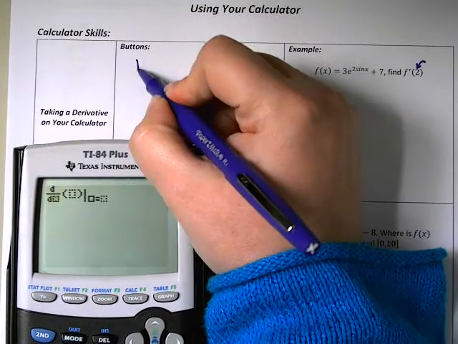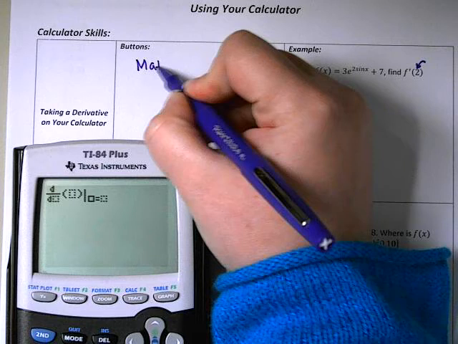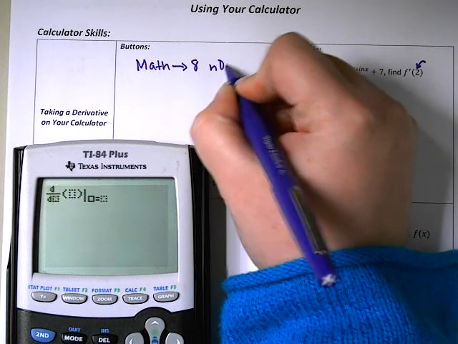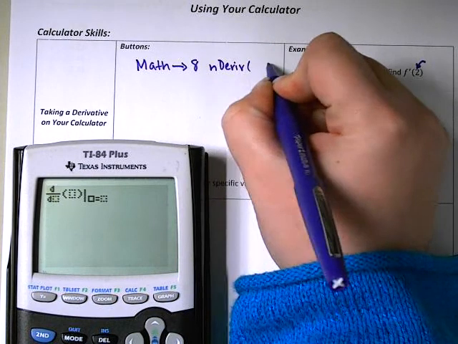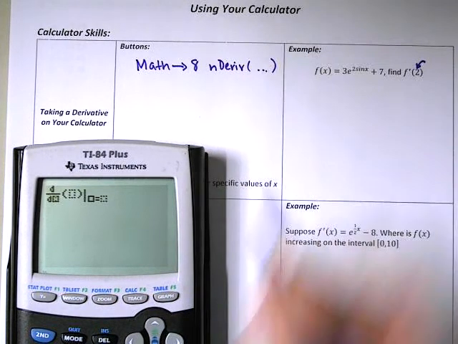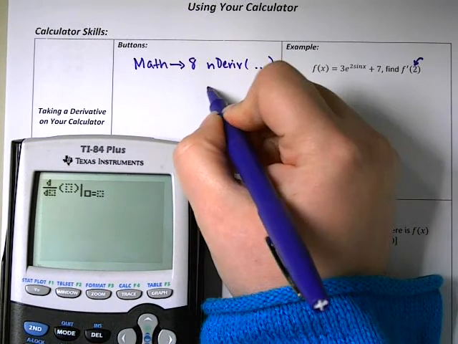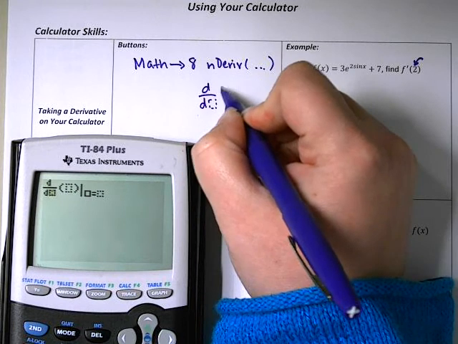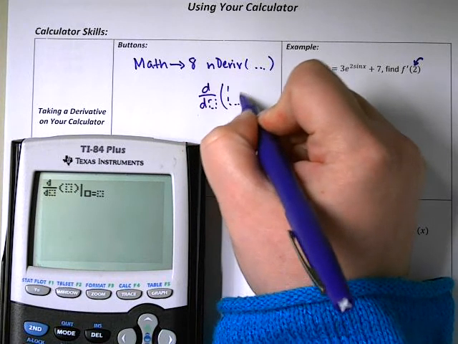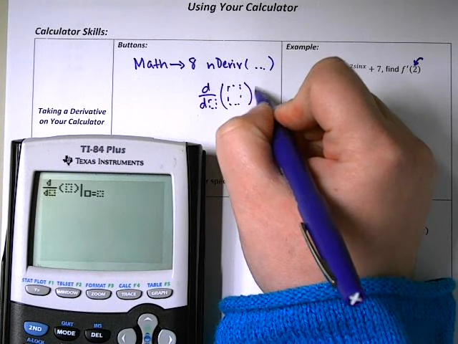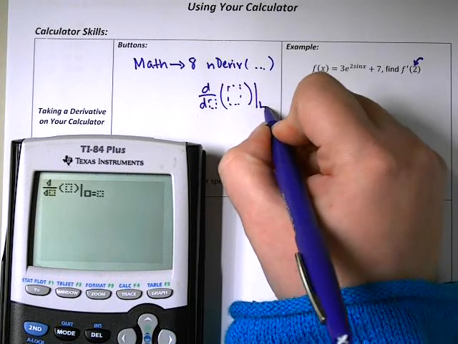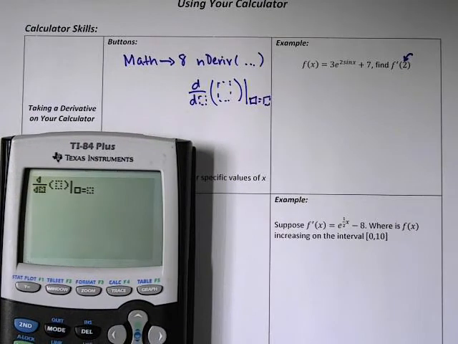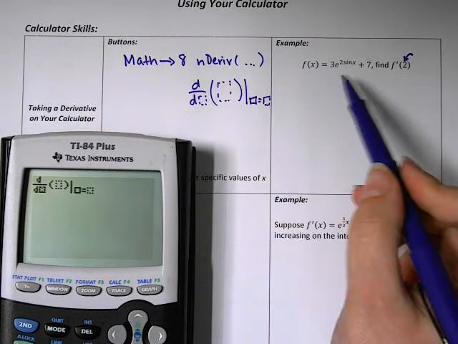The buttons we need to hit are math, and then we're going to hit option 8, which is n derive. All right, and when you hit that, this is what it pops up with. It gives us d something of some stuff, and then we're evaluating it like this.